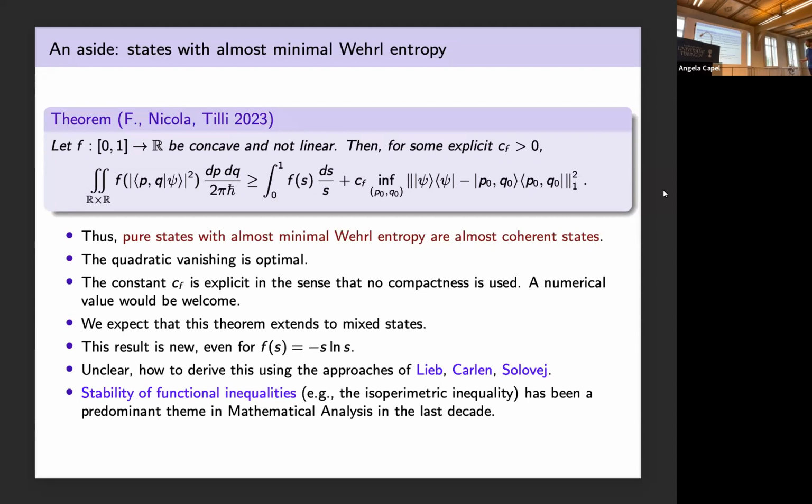The other question, I don't think this is too hard, but I've stated this for pure states. I think it's valid for mixed states as well. And the last remark I want to make is that these stability questions have really attracted a lot of interest in mathematical analysis in the past 15 years. A lot of people have looked at your favorite function and inequality: what can you say if you have almost uniformity? It started mostly with the isoperimetric inequality, but then has become a big industry.